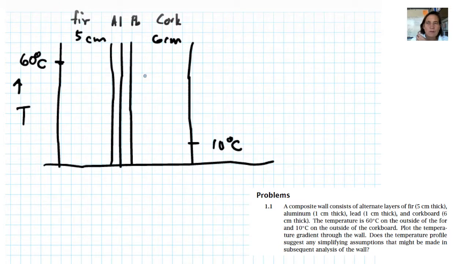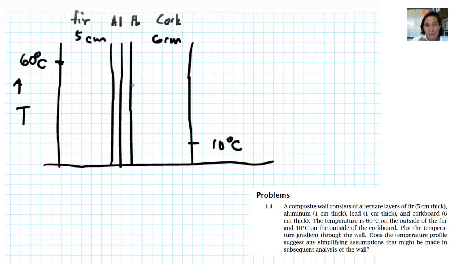So, if I think about this, I know that any heat that is transferred to the interface of the aluminum is going to be quickly transferred to the lead, quickly transferred to the cork. And so what I imagine is that most of the temperature drop will occur over the fir and the cork. Now, intuitively, I know that cork has a lower density than the fir, so the cork has a higher air content and probably a lower thermal conductivity. So I imagine that most of the thermal energy will be dropped over the cork.